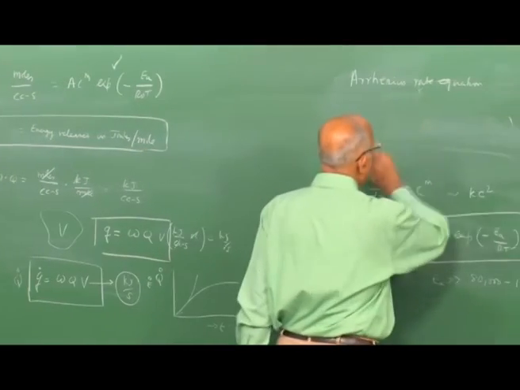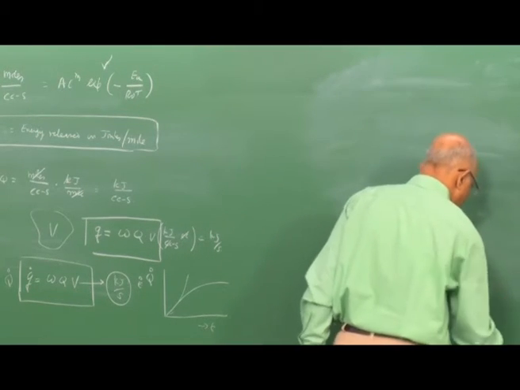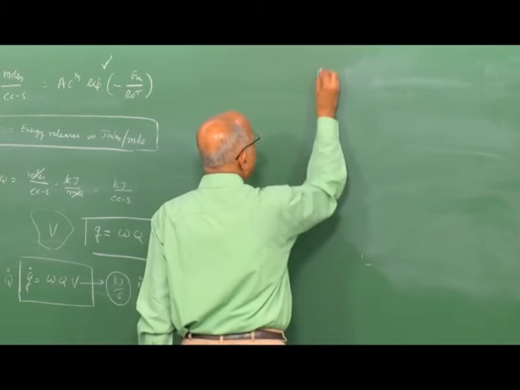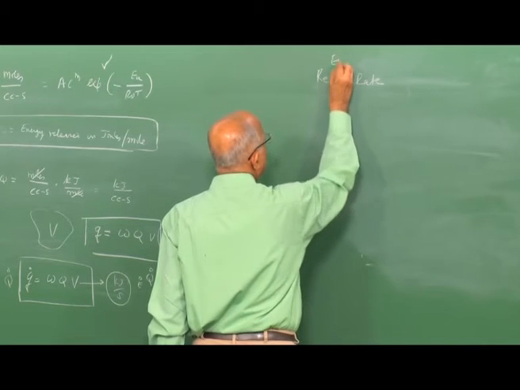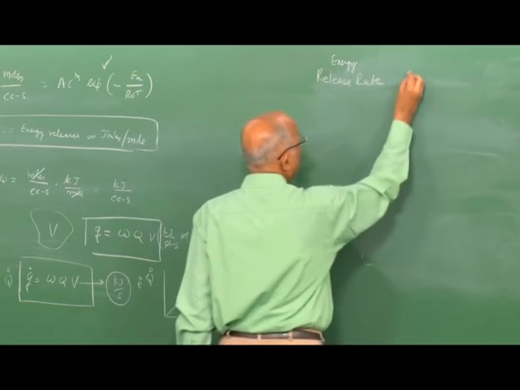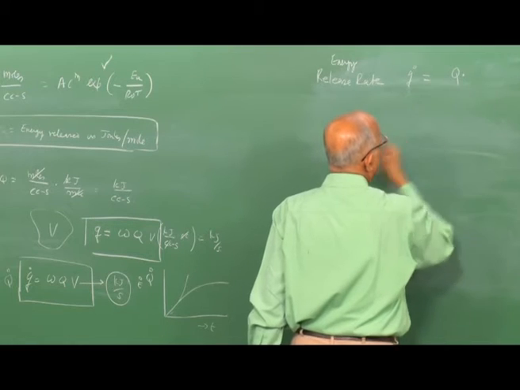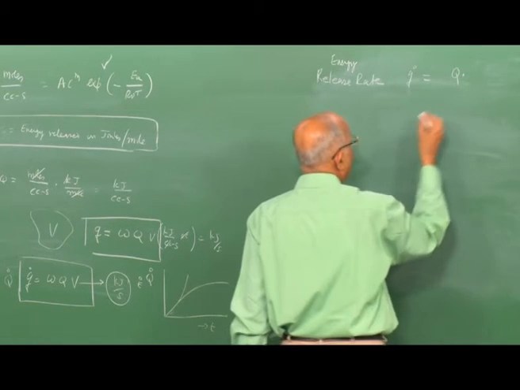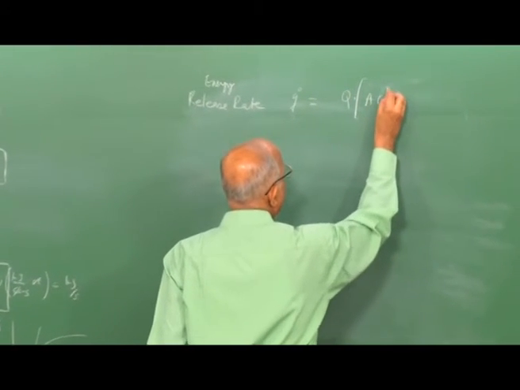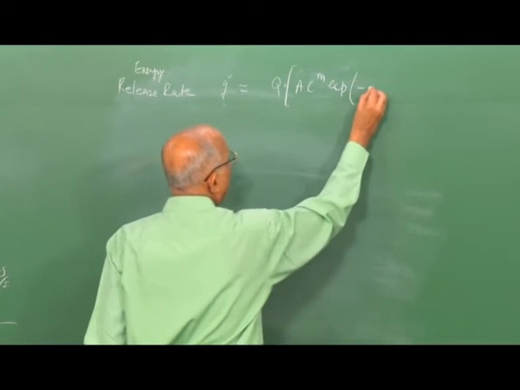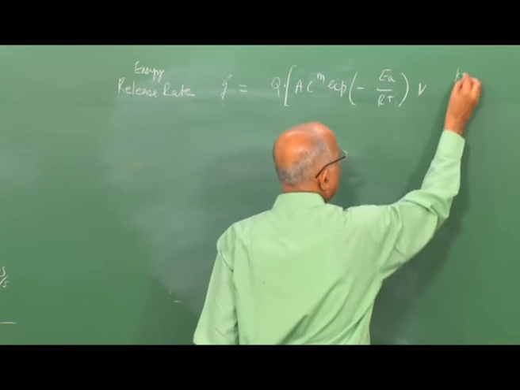All we have to do is substitute whatever we have been doing one into the other. We say the heat release rate, now energy release rate, which we say is q dot, is equal to q into omega, and what is omega? Omega is equal to A c to the power m, exponential of minus Ea by RT, into volume, so much joules or kilojoules per second is the rate.